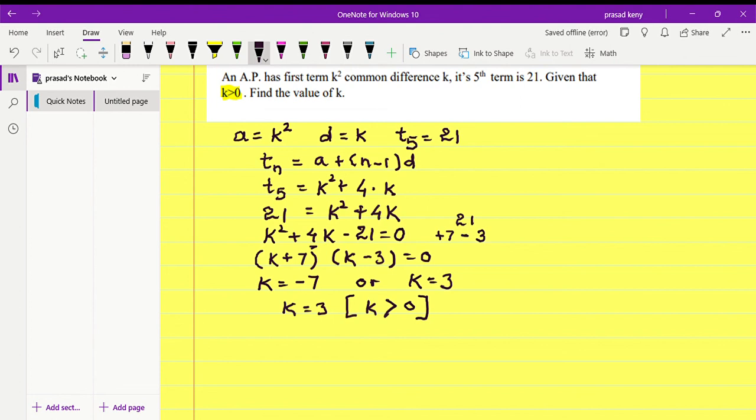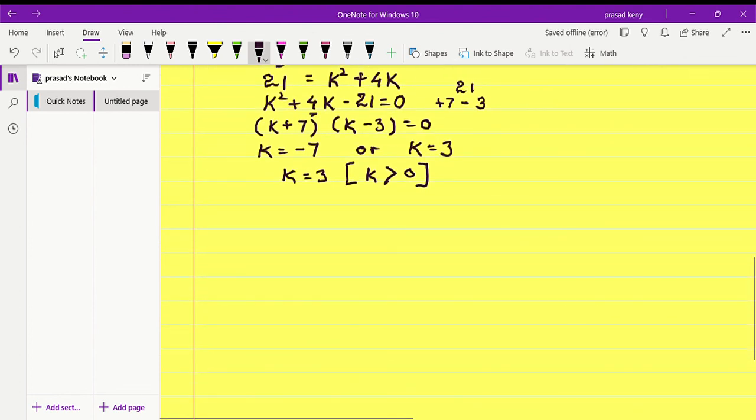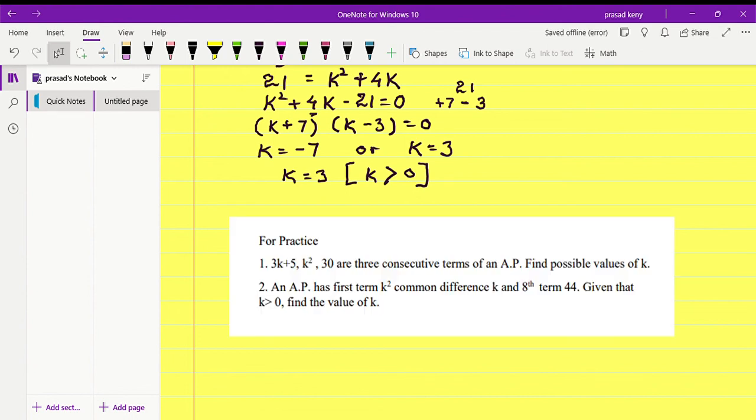So are these steps okay with you? I will give you two sums for your own practice. So just take these two sums for homework. Try them yourself. These are very similar problems.